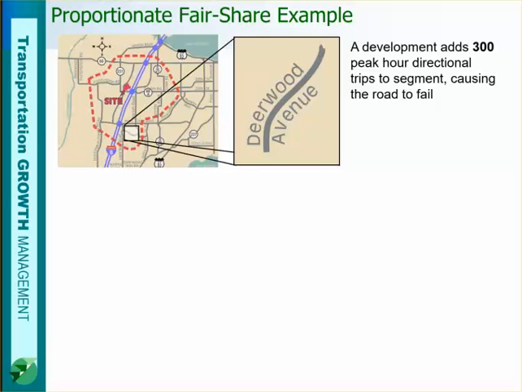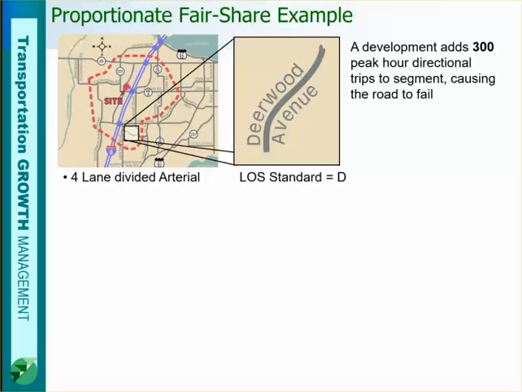Let's take Deerwood Avenue as an example. We're going to assume, for simplification, that the current Deerwood Avenue as a 4-lane is already at the maximum level of service volume of 1,720. And this development is going to add 300 peak hour directional trips to that same segment, and it will cause that road to fail and go below level of service D.